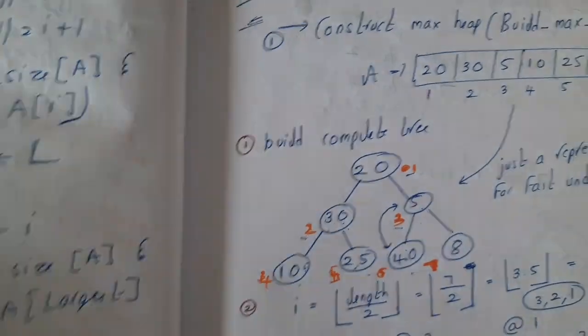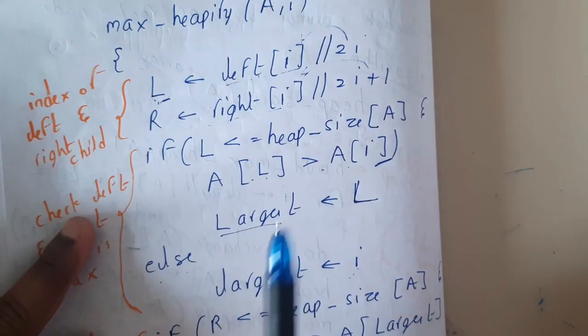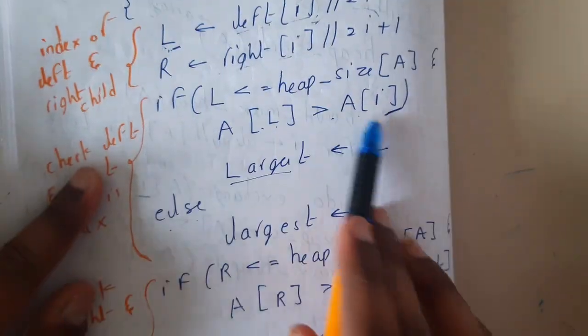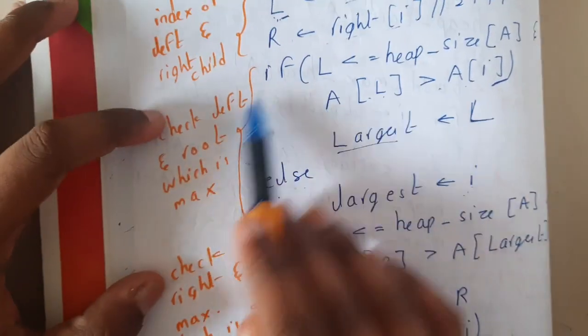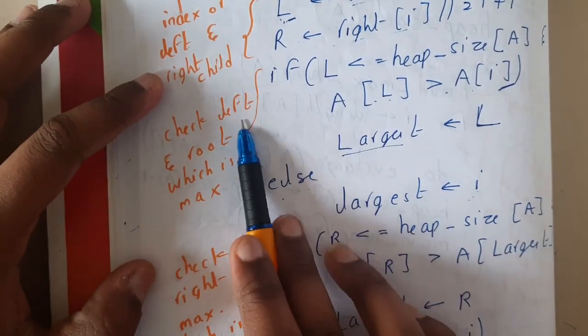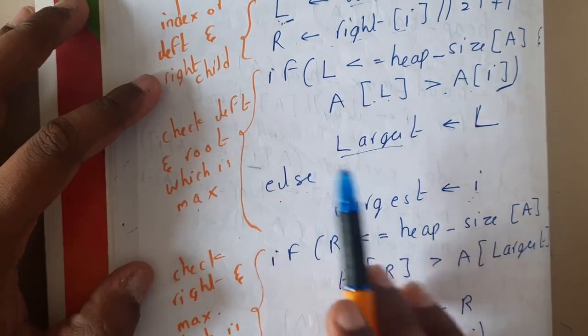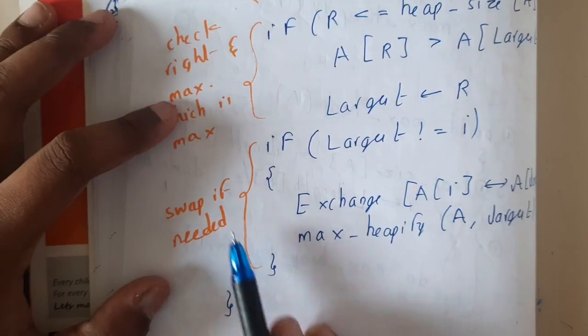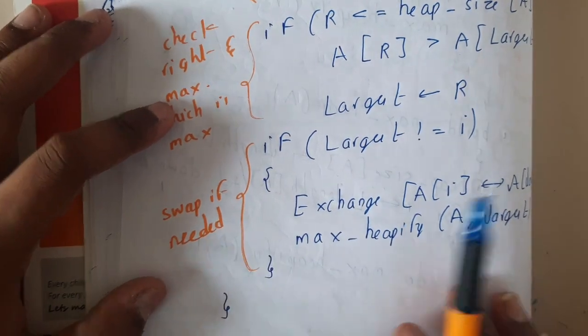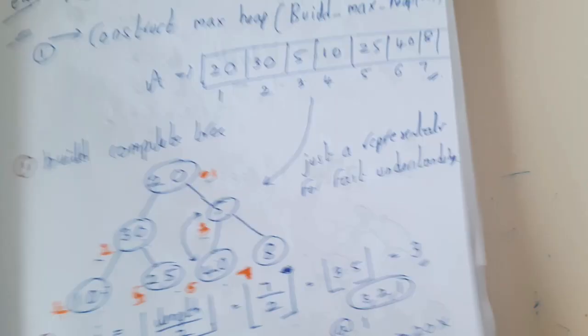So max heapify is nothing but comparing the indices of the left and right children. You substitute them, check whether the left or the root is the max, and store the max in largest. Similarly, check the right against the max to see which is the maximum. Swap if needed. That's it. These are the 4 steps which you will be following.